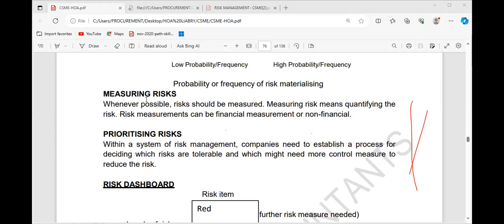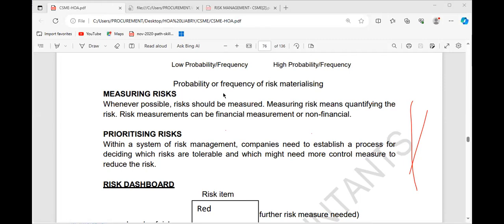Okay, now measuring the risk. Whenever possible, risk should be measured. Measuring risk means quantifying the risk. You know, the first thing is that you have identified the risk, that yes, risk is present. The last two are the same, low impact, low probability. Okay, so don't worry, I'm going to explain that as well by the time we move on.